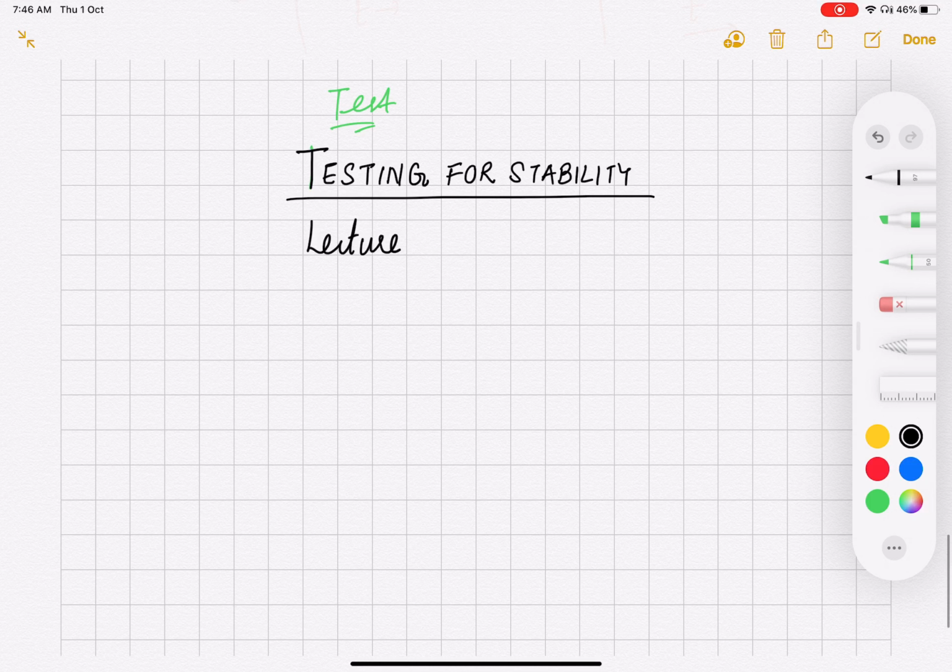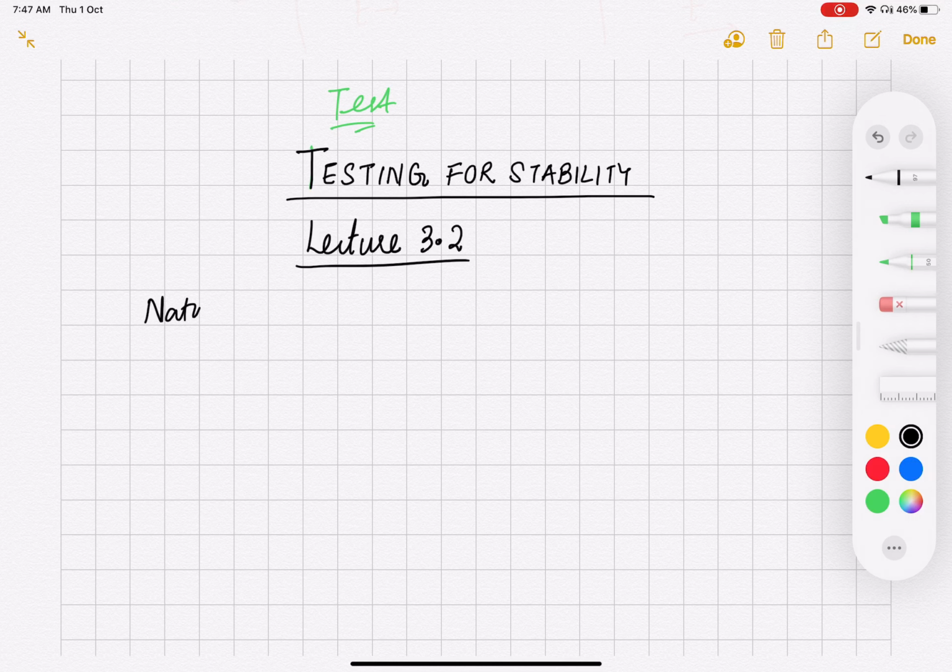So this is lecture 3.2, and in this lecture we are going to continue our discussion on stability of control systems. So this lecture is about testing for stability. We have already seen the basic definitions of stability, the definition from the natural response of the system, and the BIBO definition of stability, bounded input, bounded output definition. Today we are going to see how to test for stability.